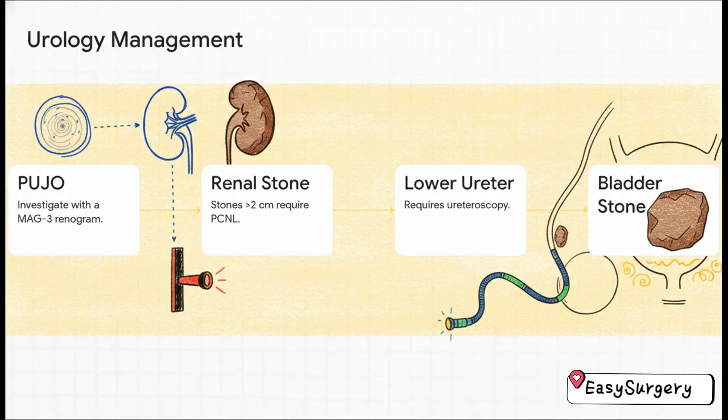The absolute key here is matching the specific anatomical level of a stone or obstruction straight to its procedural fix. A pelviureteric junction obstruction, or PUJO, requires a MAG-3 renogram. If you've got a massive renal stone greater than 2 centimeters, you jump to a percutaneous nephrolithotomy, or PCNL. A lower ureteric stone? That just requires ureteroscopy. And here's a great clinical pearl. A bladder stone in an elderly male strongly implies an underlying bladder outlet obstruction holding that urine up.